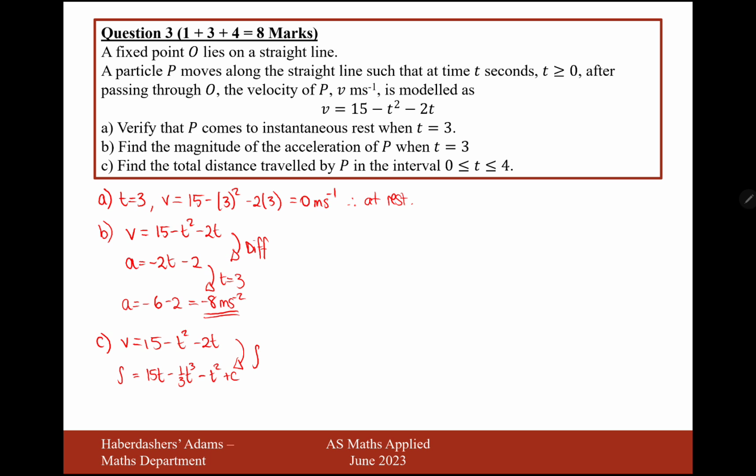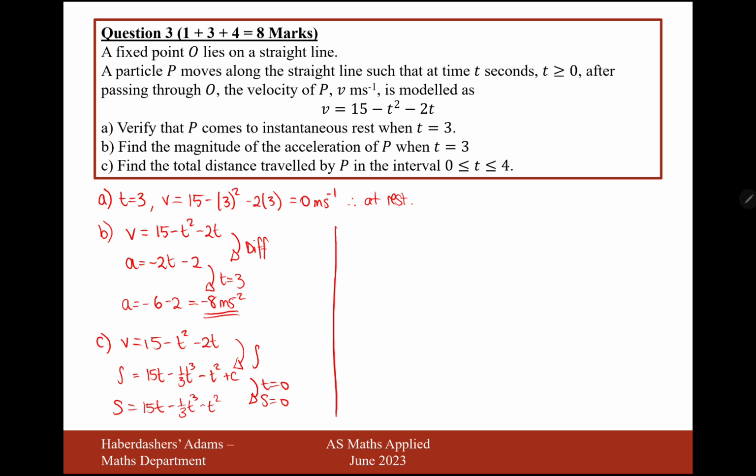We know that it passes through O when t equals 0. A particle on a straight line, after it passes through O, this is its velocity. So when t equals 0, s is 0. So we now know that the displacement formula is 15t minus a third t cubed minus t squared, and c is 0.